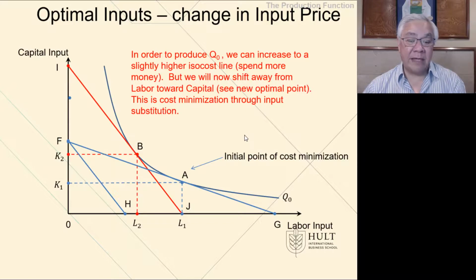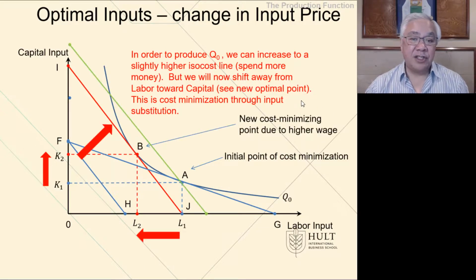So if we're a production manager, we'd say, yeah, we can still make you the target numbers that we always wanted, but I'll have to shift from this combination of labor and capital to this combination of labor and capital, but not a problem. We can do so and deliver Q sub 0.